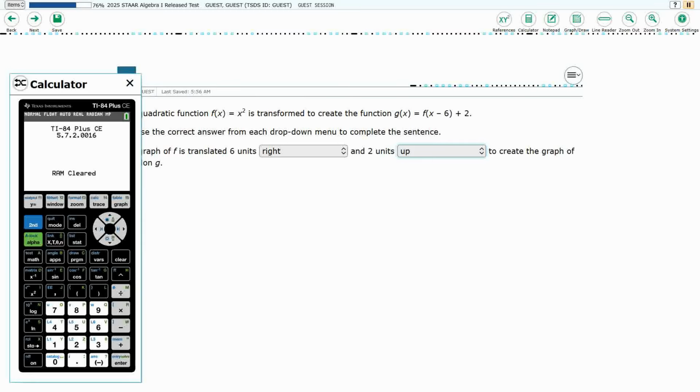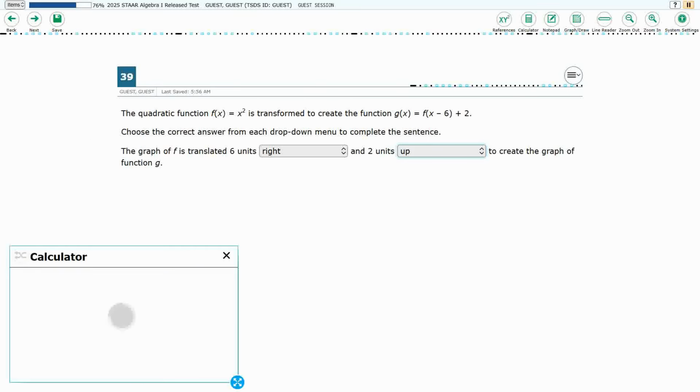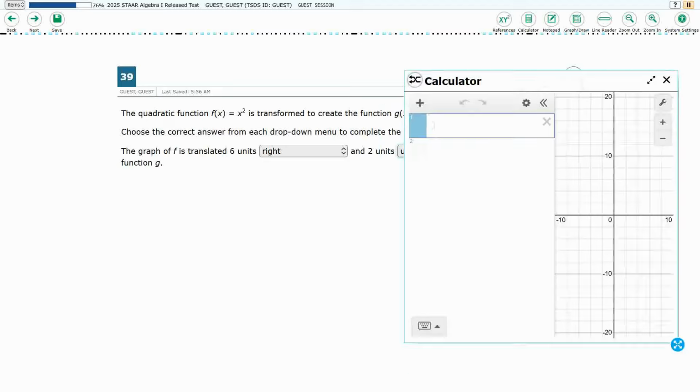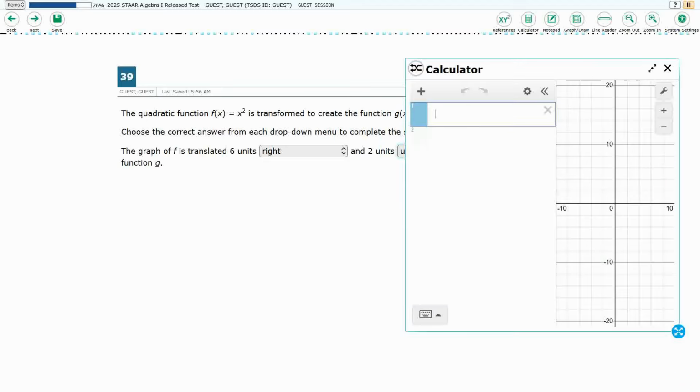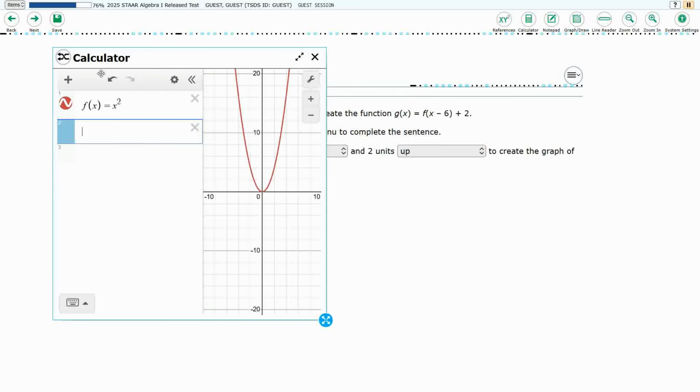And so we're going to graph two different things. We are going to graph just our standard parent function. So we need the f of x equals x squared. Let's get that. All right, that's standard. Now, what we want to do is we want to grab this g of x. Now, we need the f of x because it's going to transform that. Equals f x minus 6.